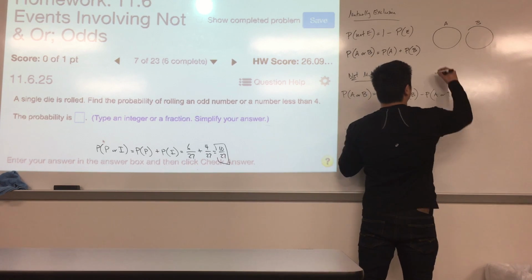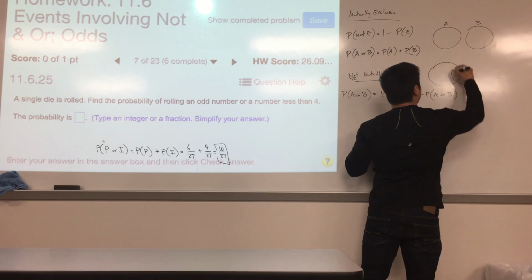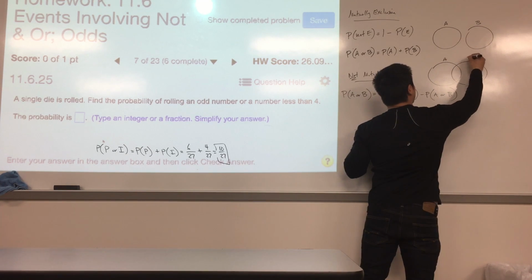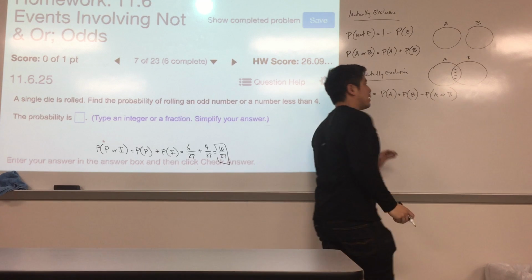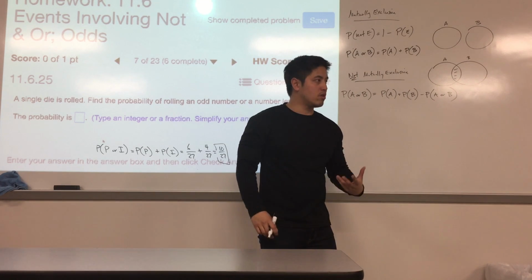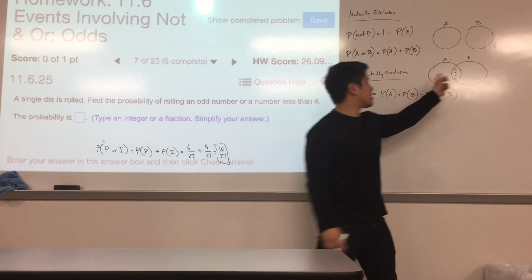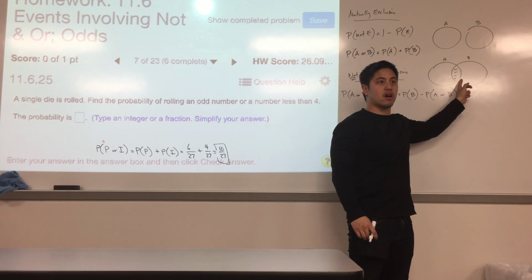Not mutually exclusive means that we have what? Overlap. This part right here. That we cannot count double. We have to only count this stuff once. Does that make sense, guys?